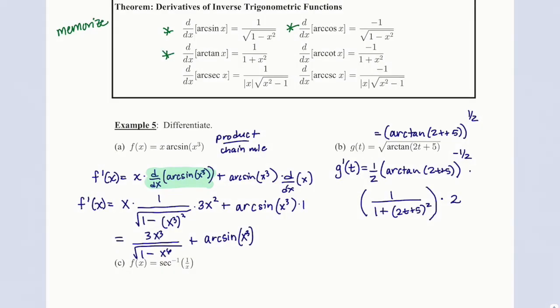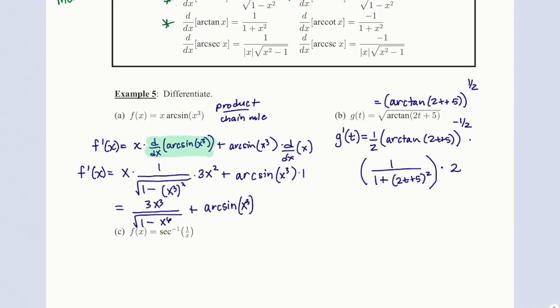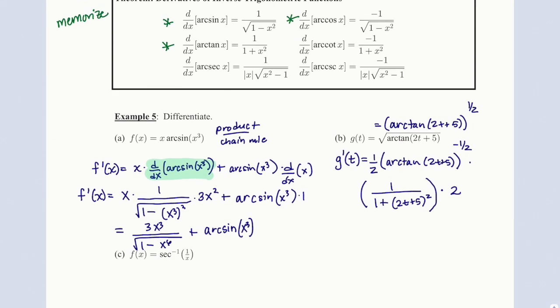In example 5c, we're asked to differentiate inverse secant of 1 over x. And so while I told you to memorize just the derivative for arcsine, arctangent, and arccosine, I would expect you to, at least on homework and things where you could have access to your notes, be able to do derivatives involving arcsecant, arccotangent, and arccosecant. So I would expect you would look those up and be able to get through them.